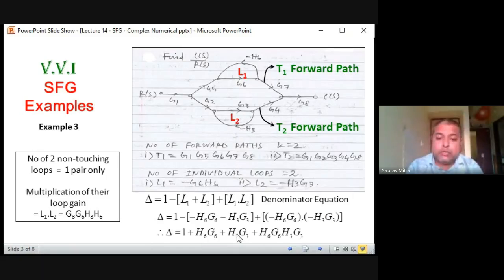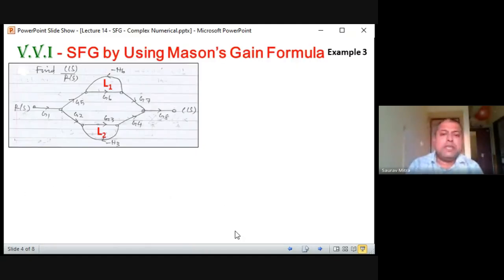So this is the single loop gain, this is again a single loop gain, and this is the multiplication of two non-touching single loop gains. So there are only four terms in the denominator. So this numerical is actually very easy. Now we are going to see what we are finding next.